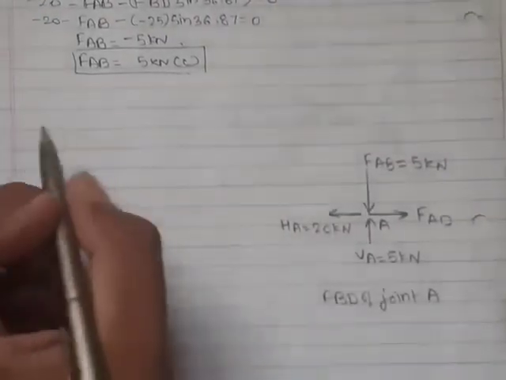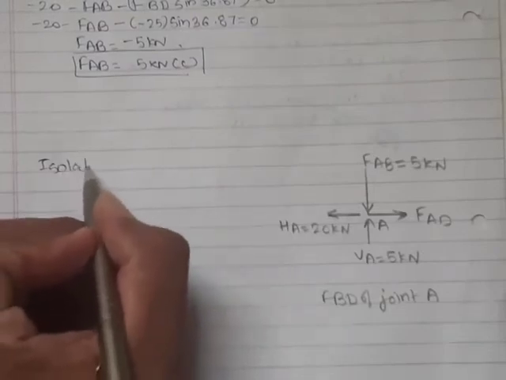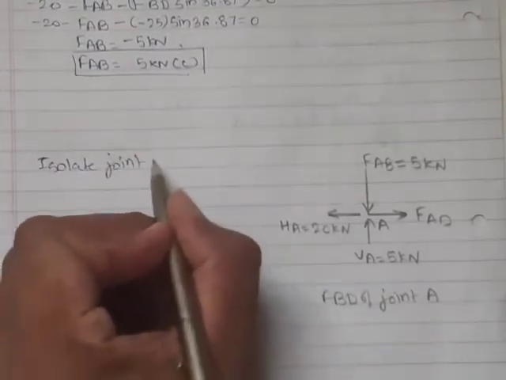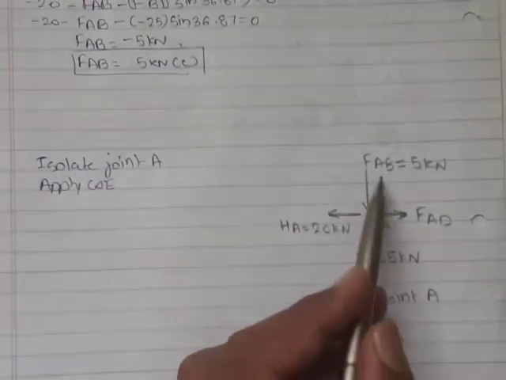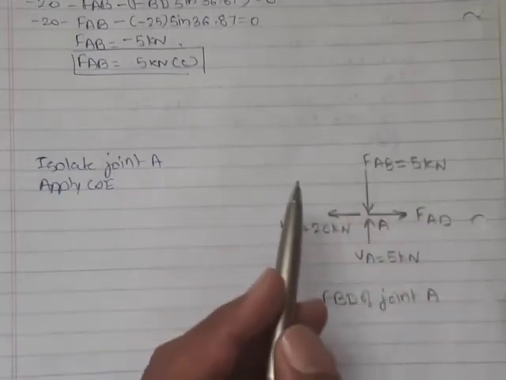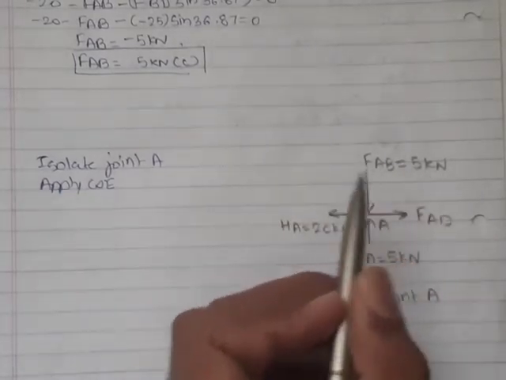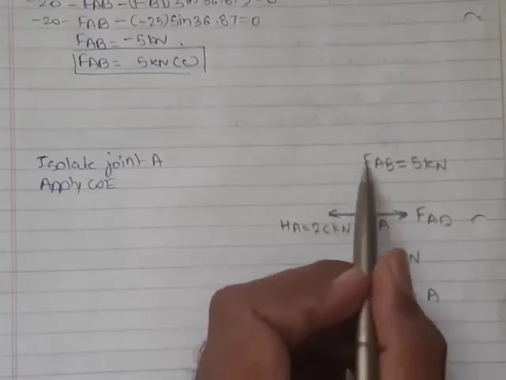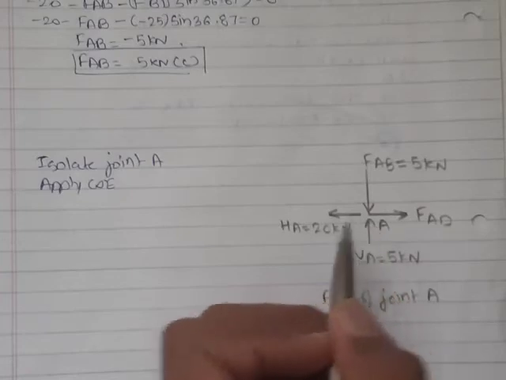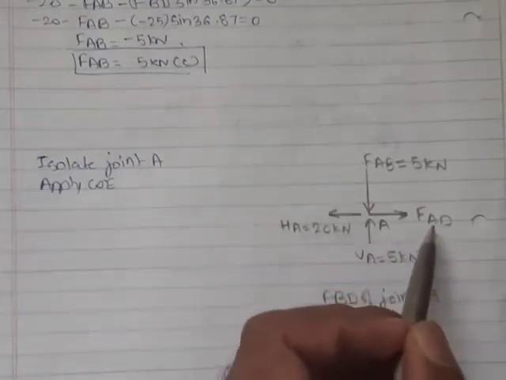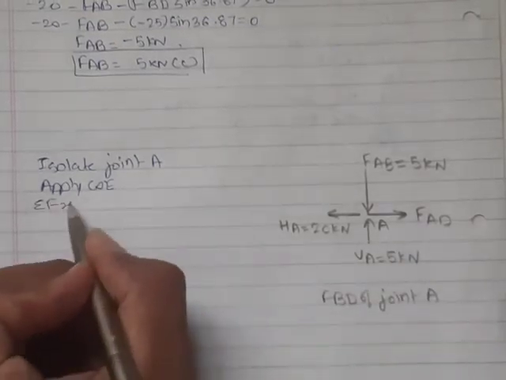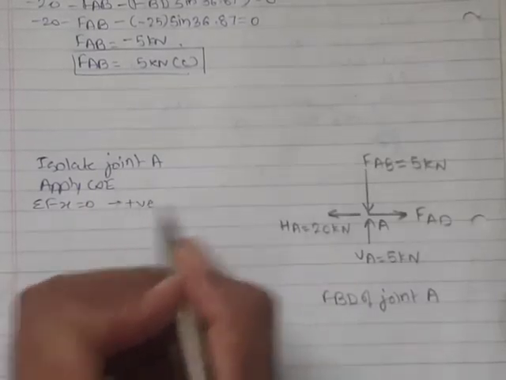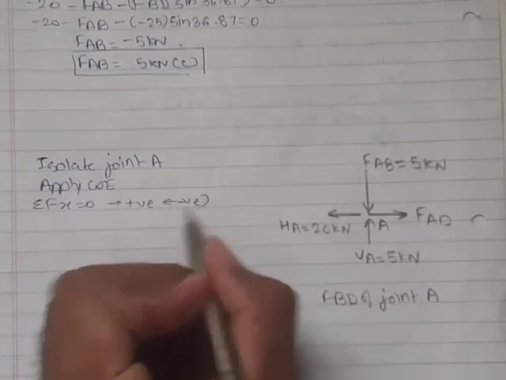Now we'll isolate joint A and apply the condition of equilibrium. So at joint A, the force in member AB we have found out is of compressive nature, having 5 kilonewton. Whenever we say the force is of compressive nature, it should be shown towards the joint, that is acting towards joint A. So now here there is force FAD. This is the unknown value that we have to find out. So we'll apply the condition of equilibrium. Summation Fx equal to 0. Forces acting towards right are positive, forces acting towards left are taken negative.